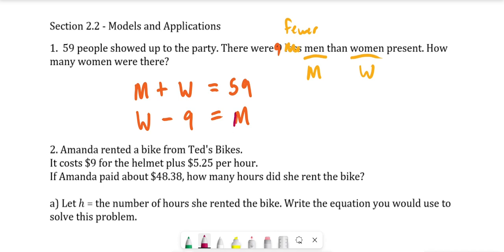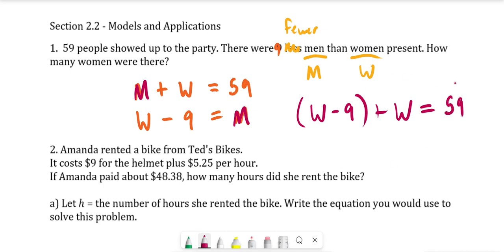In other words, if I know this m is equal to w minus 9, then wherever I see another m, I can replace it with w minus 9. So writing the first equation, but instead of writing m, writing w minus 9, I get a new equation. I get that w minus 9 plus w is equal to 59. Now this has actually improved our situation somewhat because now we only have one variable.